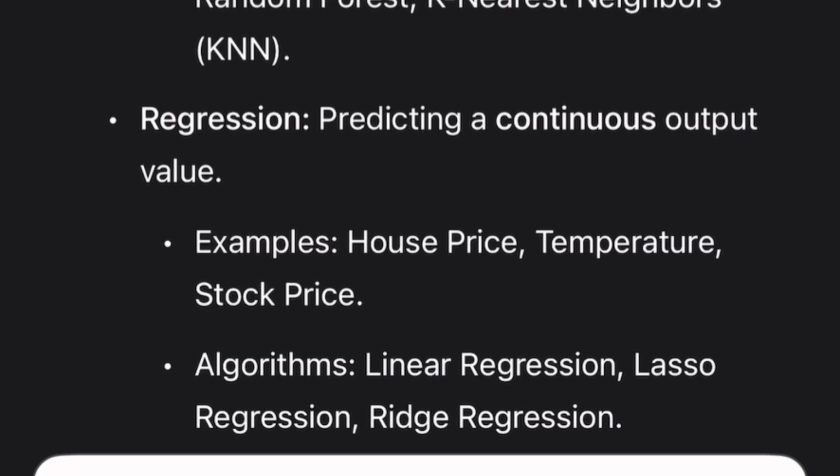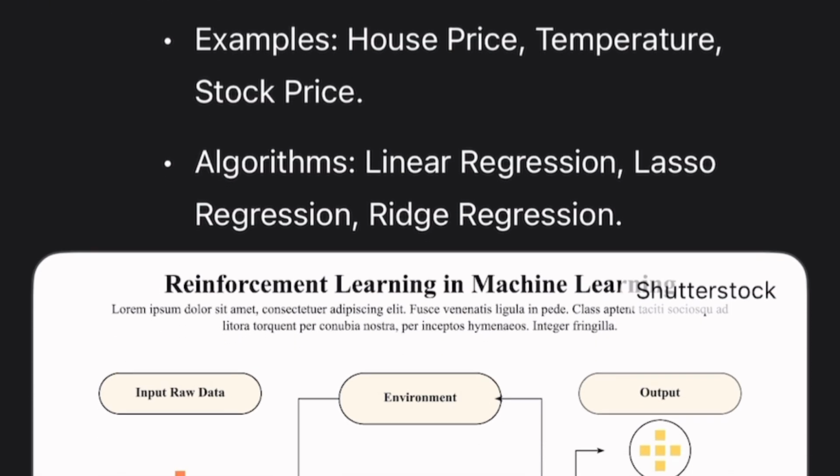Regression, predicting a continuous output value. Examples, house price, temperature, stock price. Algorithms, linear regression, lasso regression, ridge regression.